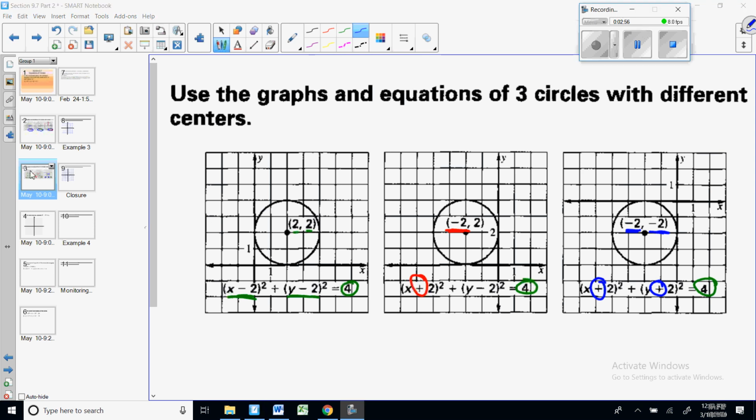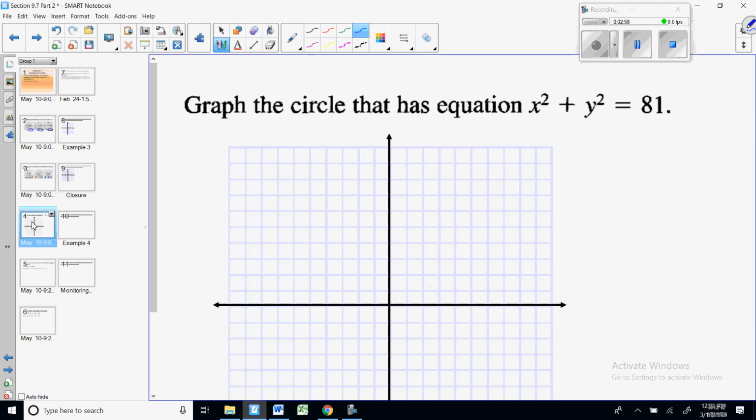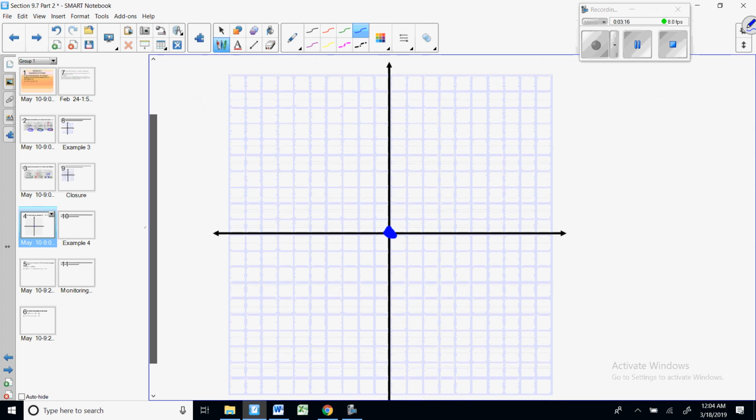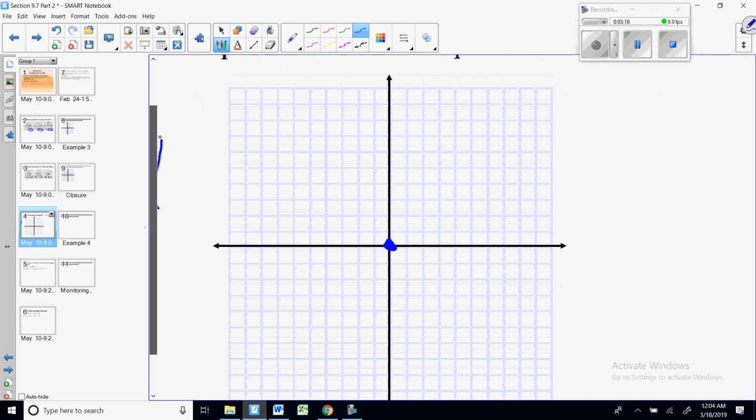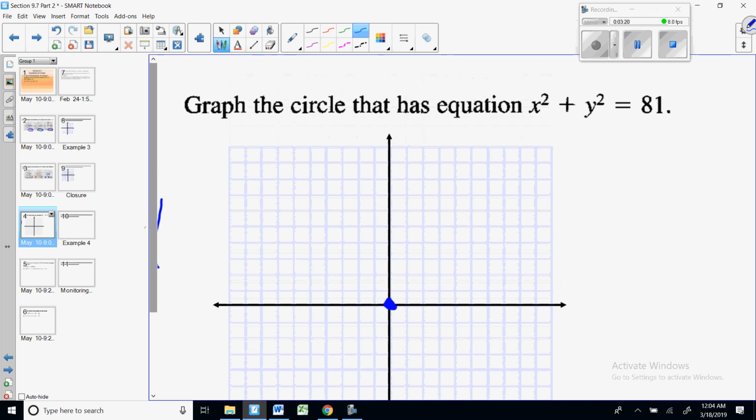Okay, flip over your notes to the second page. We're going to look at how to graph a circle. The circle that we have here to graph has an equation of x² + y² = 81. That tells us our center is where? Well, there are no parentheses for x or y, so that tells you the center of your circle is at (0, 0). In order to graph a circle, remember that our equation is x² + y² = r², and if r² is 81, our radius is 9.